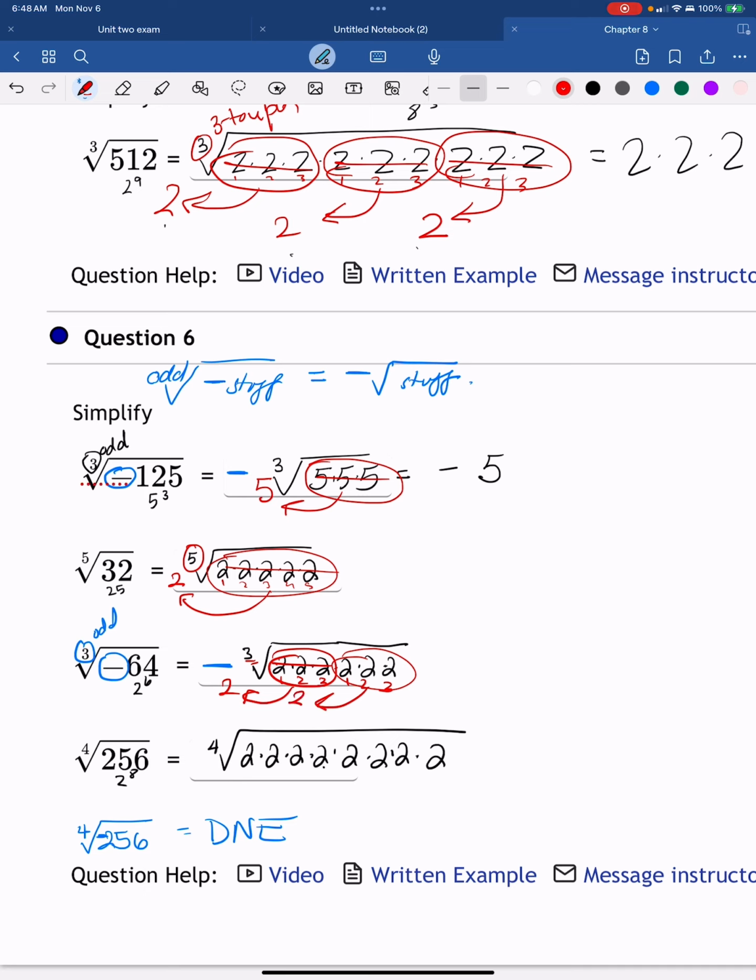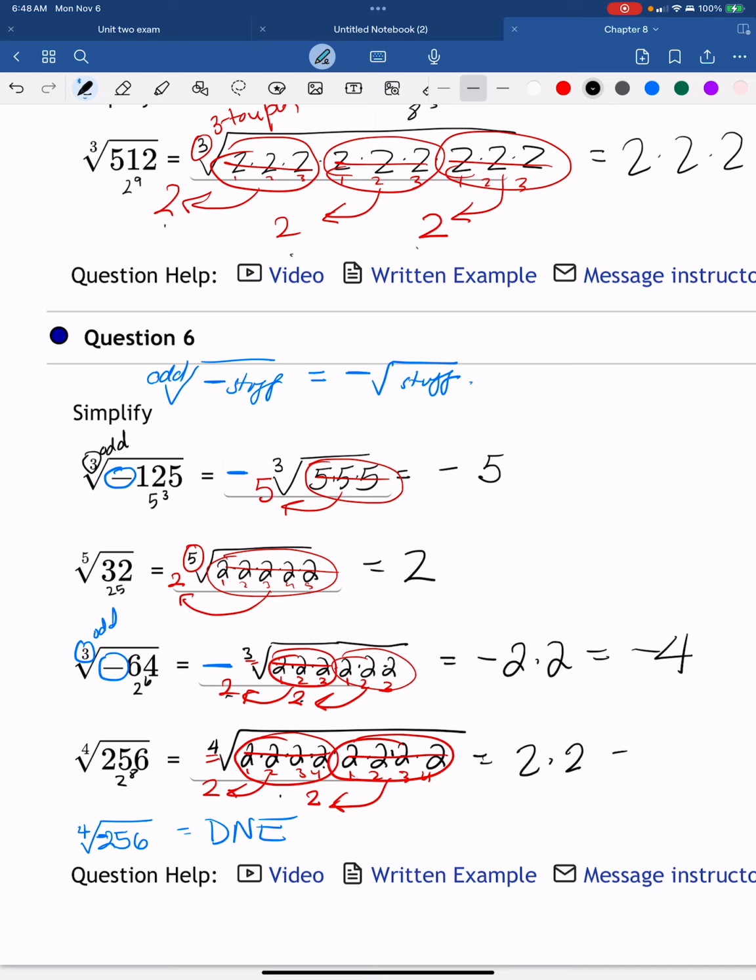And here I need sets of 4. 1, 2, 3, 4. 1, 2, 3, 4. So I'm left with just the 2 here. Remember, I have the negative sign, and I have 2 times 2. So it equals negative 4. And here I have just 2 times 2, so I just get 4.